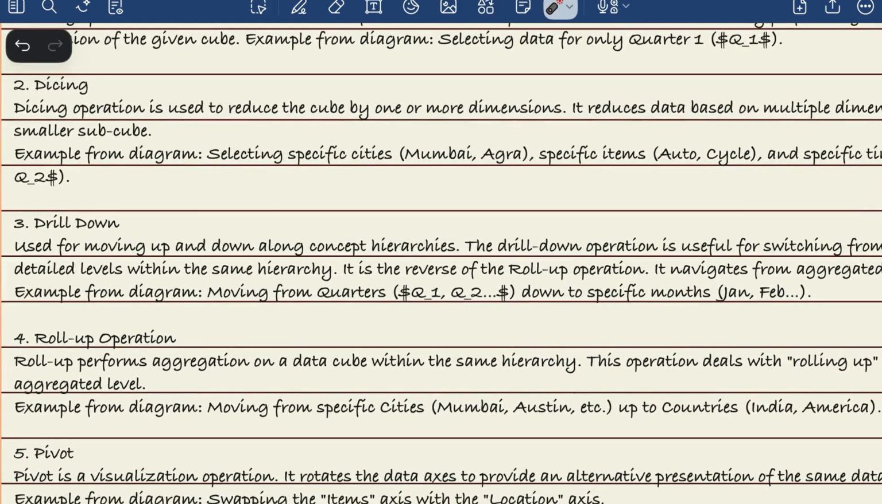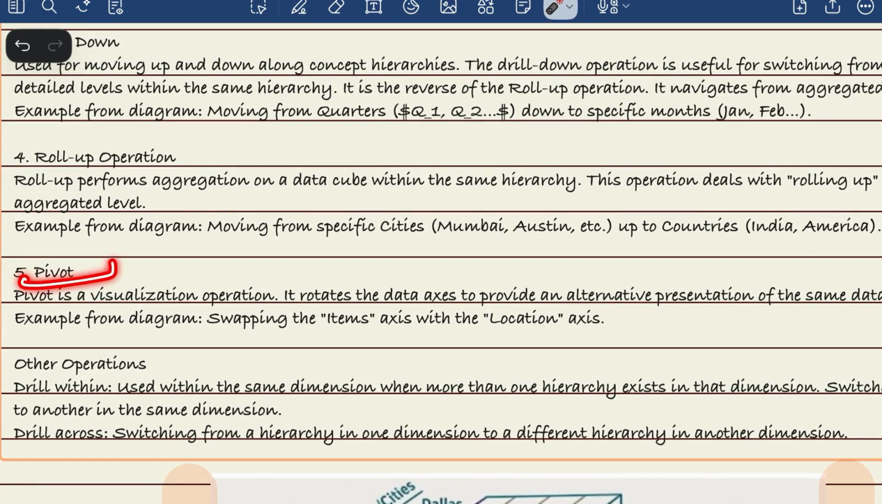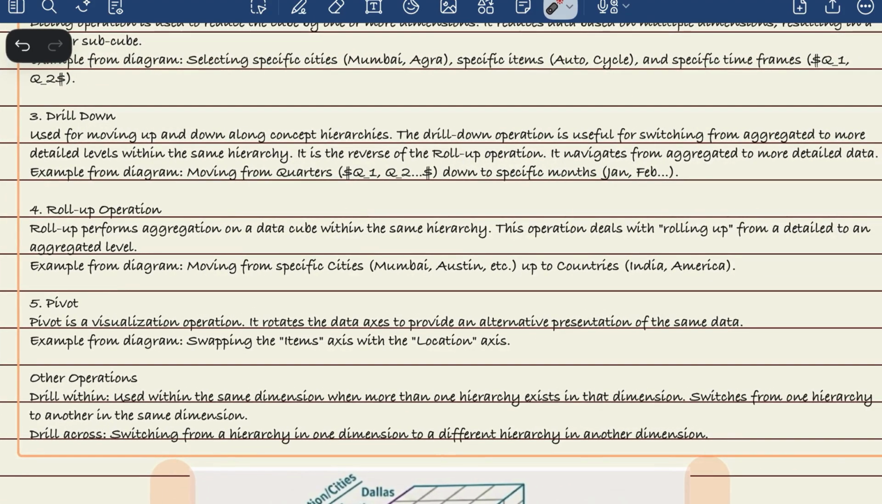And then there is pivot as well. So what is pivot? Pivot is a visualization operation. We just rotate it. For example, you want an alternative presentation of the same data. If there is item on one axis and location on the other axis, you just want to switch it, so location comes on the y axis and items come on the x axis. So this is the pivot. You just rotate and view the data from a different angle.